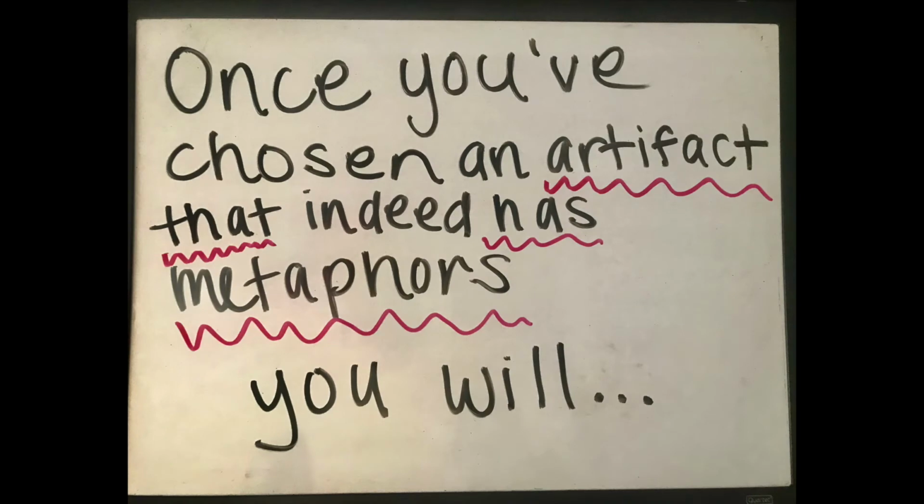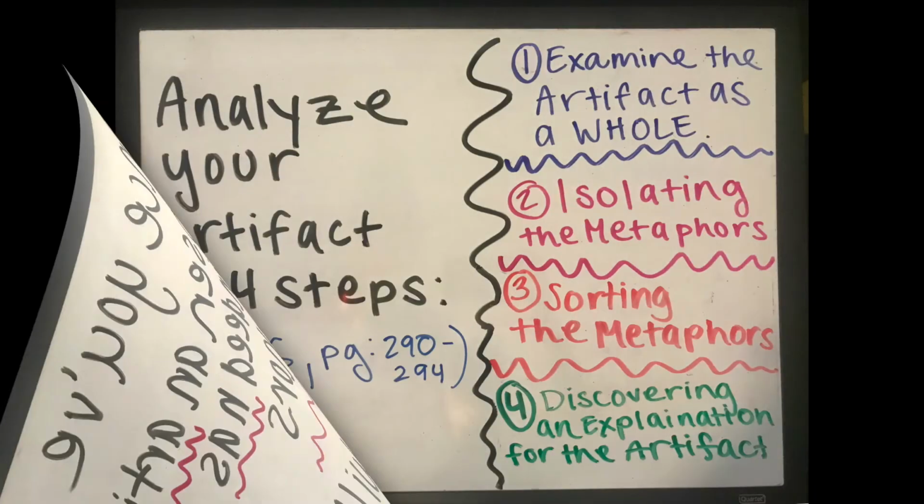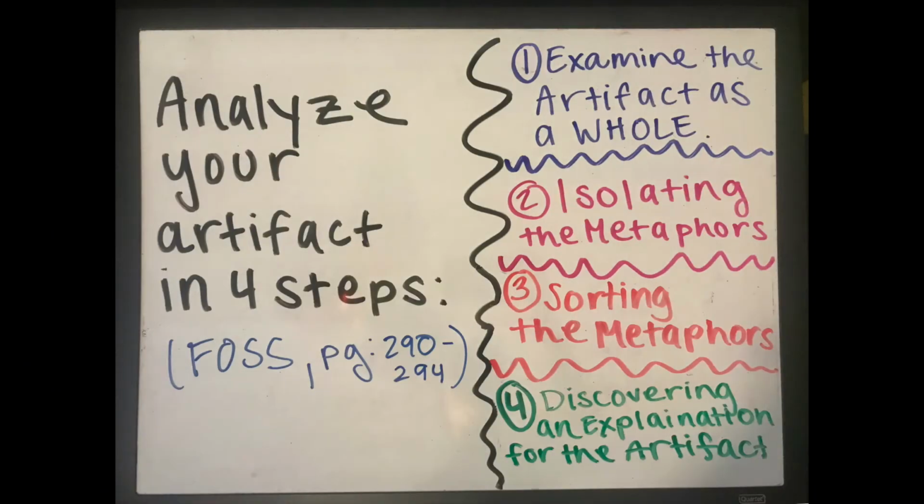The first step in metaphoric criticism is choosing an artifact. Once you've chosen an artifact that indeed has metaphors, you will analyze your artifact in 4 steps. The 4 steps are listed here. Let's begin.